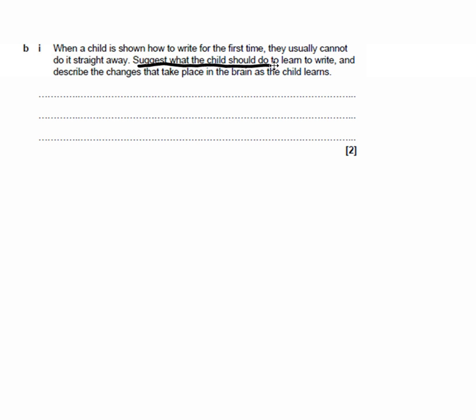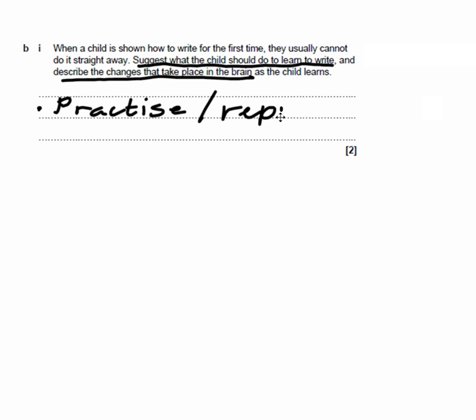Suggest what the child should do to learn to read and write, and describe the changes that take place in the brain. A lot of us managed to note that to learn how to write, or learn how to do anything, is all about practice. So they should practice what they do, or mention something about repeating a task. Anything to do with repetition or doing something more than once is answering the part about suggesting how the child should learn to write.